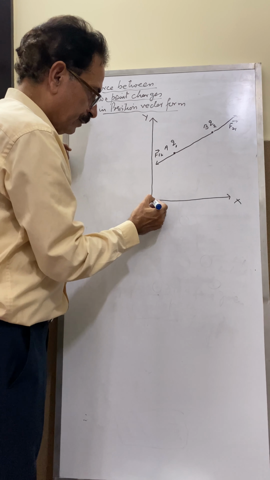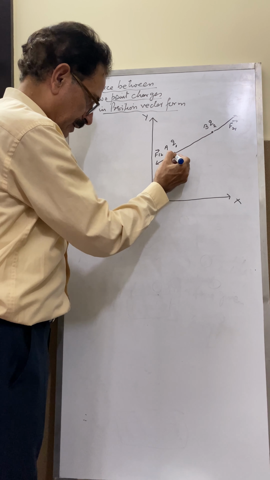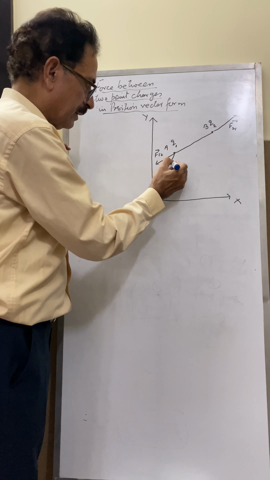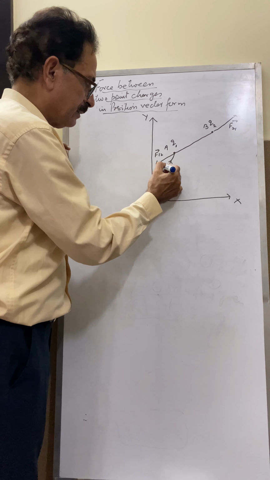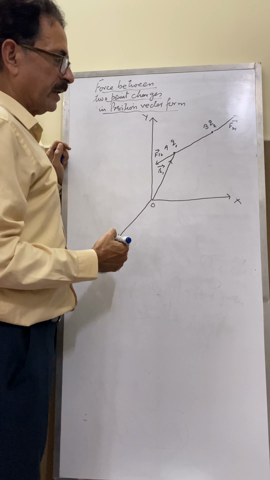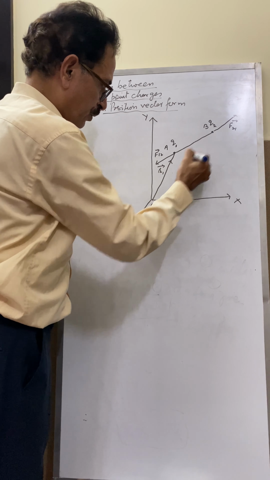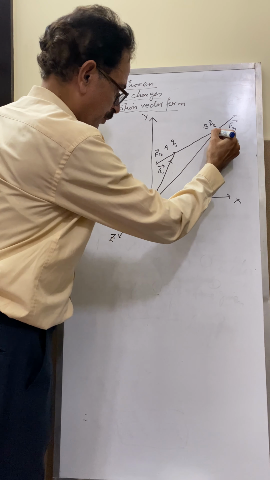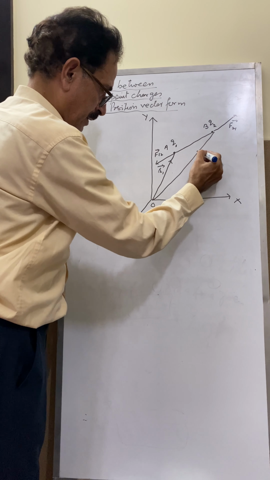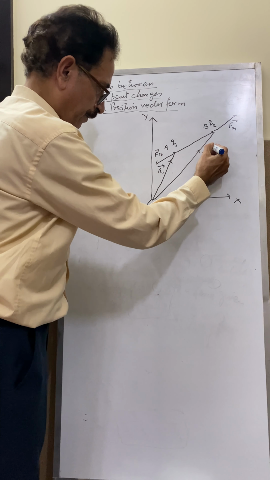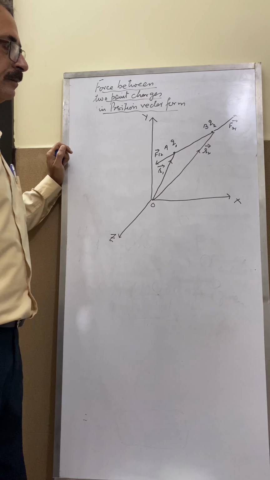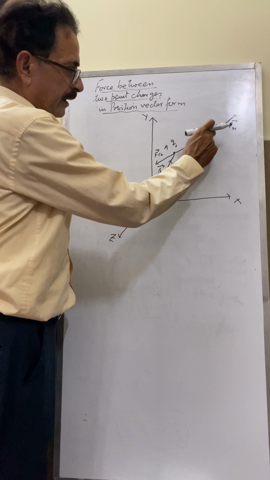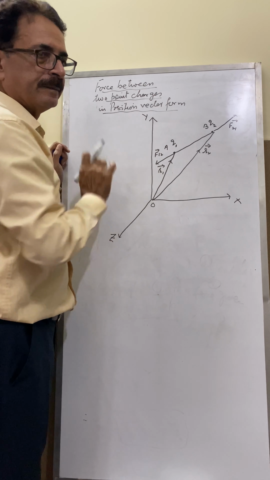This Q1 is at a position vector R1 from the origin, and Q2 is at a position vector R2 from the origin. The distance between A and B is AB.